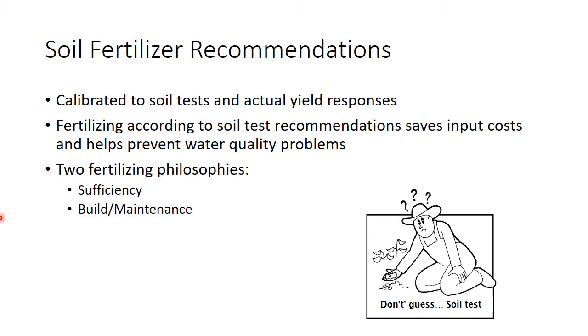Now there's really two types of philosophies for soil tests. One is sufficiency, where we are only applying fertilizers to make it sufficient for that year's crop. There's also build and maintain, where we're applying at a higher rate to actually increase the soil levels over time.